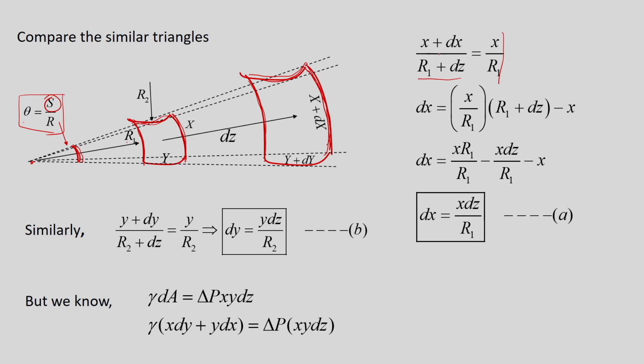So, now what I do is I keep dx here and take everything else to the right hand side. Now you simplify this, these two terms actually cancel out, because r1 cancels out, x cancels out. So, what you have is nothing but this term x dz by r1. Same way I can also write y plus dy by r2 plus dz is equal to y by r2. So, y upon r2 is the same as y plus dy upon r2 plus dz.